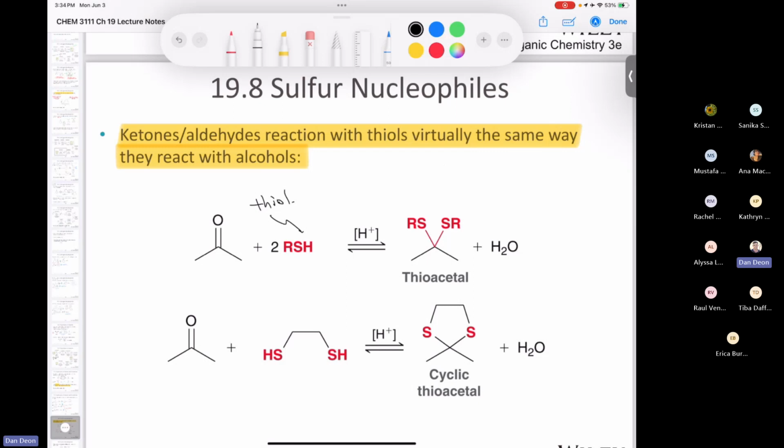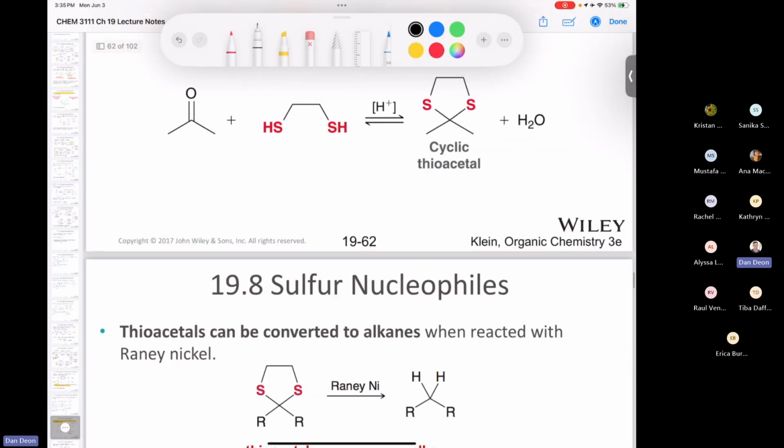So if we take our aldehyde or ketone and treat it with 2 equivalents of a thiol, instead of an acetal, we get a thioacetal. If you use 1,2-ethanedithiol, this compound here, you end up with a cyclic thioacetal. Now you might be wondering, what's the difference between an acetal, which was this, and a thioacetal? It's a good question. And the answer is sulfur can behave quite a bit differently than oxygen in some ways.